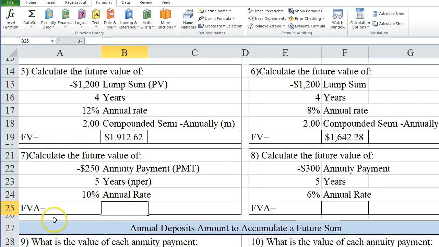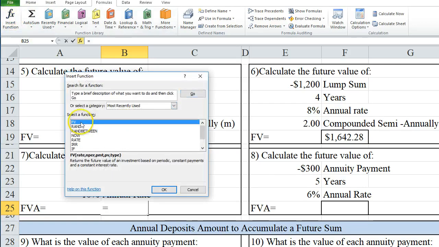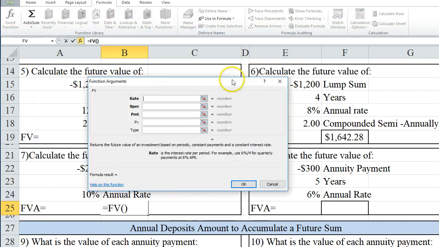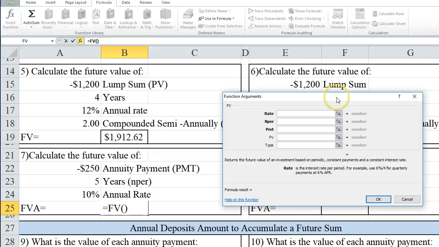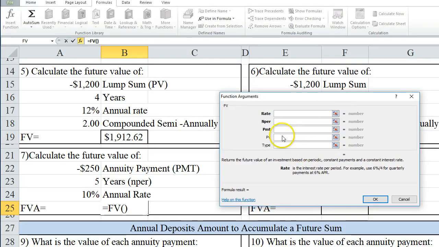So if we're going to calculate the future value of an annuity, again, we're going to insert the future value function here, and now the rate is going to be the rate, N per, since annual, is going to be the years, but now we use this payment field. So this is going to be the payment field rather than present value. So there's no present value, this is the payment field.